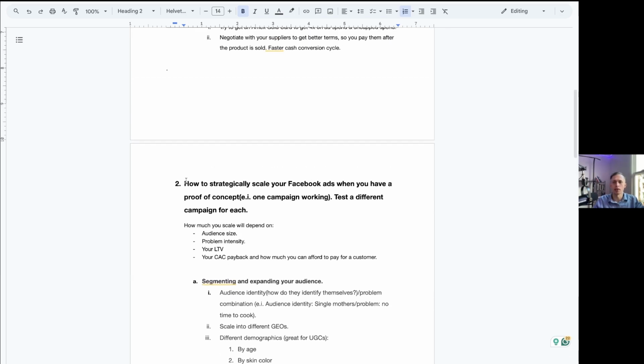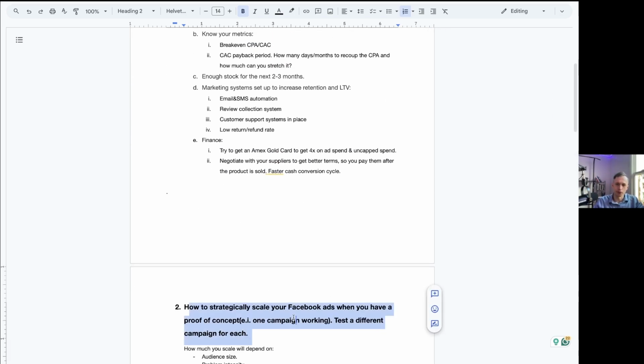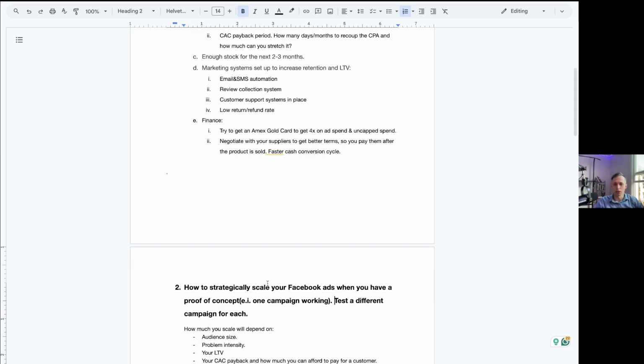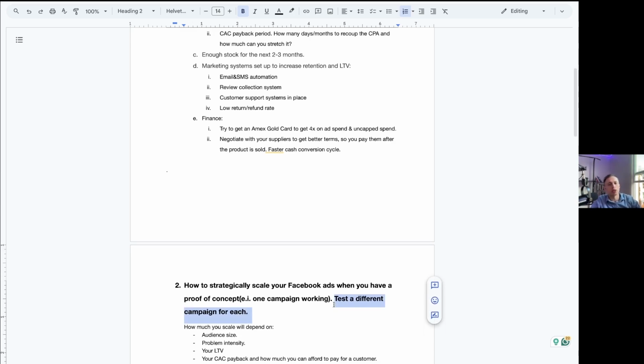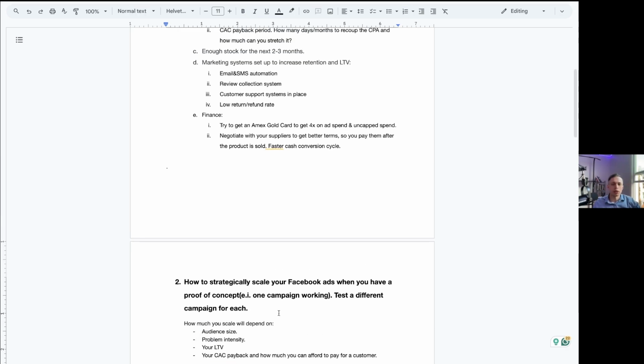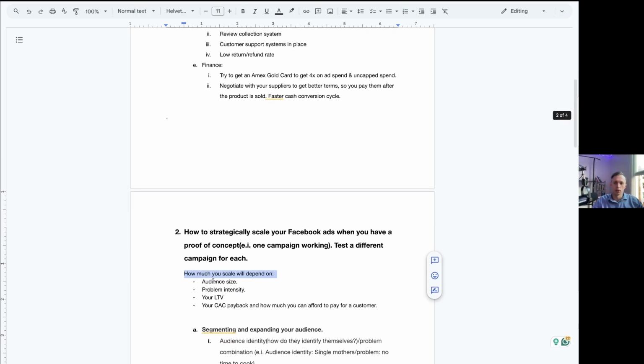The other part is how to strategically scale your Facebook ads when you have a proof of concept, right? So let's say you have one campaign that is working. Use the creative types from that campaign, use the learnings from that campaign, and try to scale it that way. So essentially you can apply learnings from that campaign, and how much you can scale will depend on a few things.